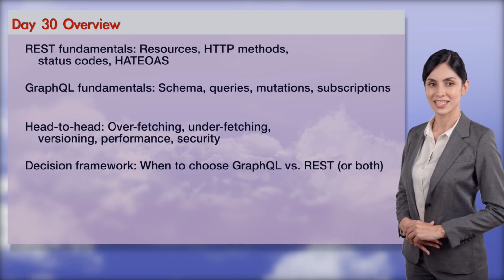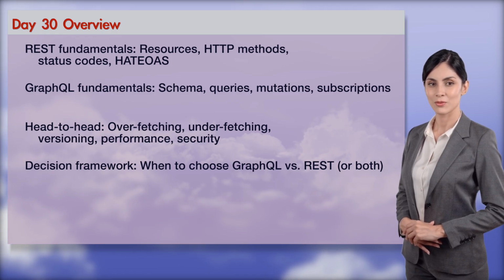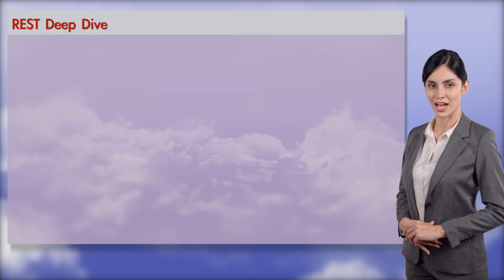This ties back to day 26 API gateways, which confront both day 7 microservices, GraphQL federation, day 13 security auth at gateway, and day 18 observability query cost monitoring. Let's start with a detailed REST deep dive.